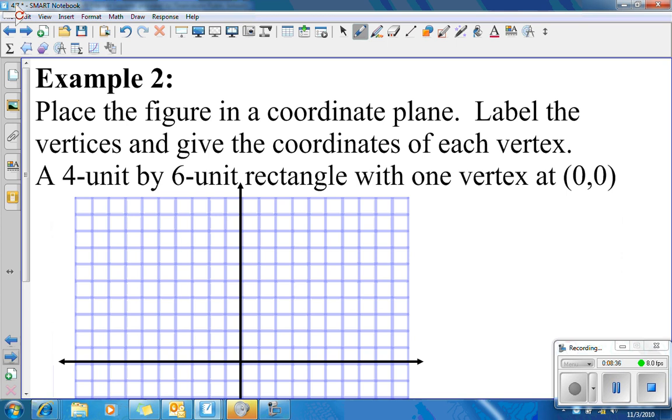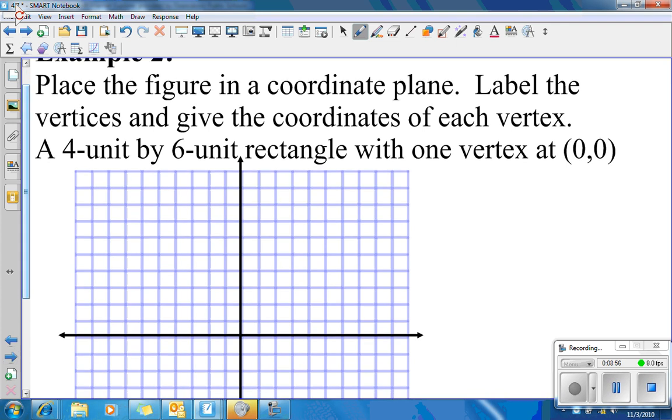All right, so in example 2, place the figure in the coordinate plane, label the vertices, and give the coordinates of each vertex. All right, I have a rectangle. What do we know about rectangles? They have 4 sides. 2 opposite sides are congruent, and the other 2 opposite sides are congruent.